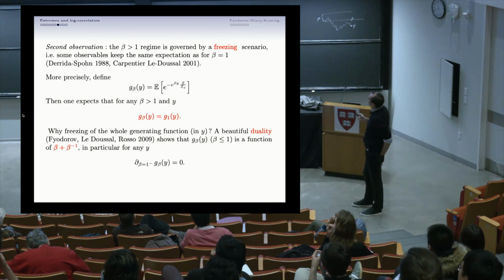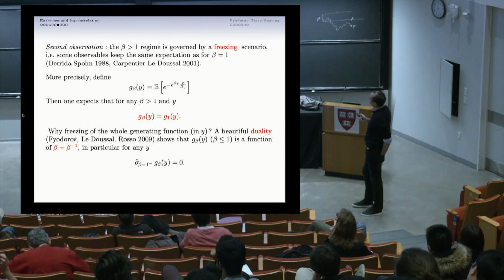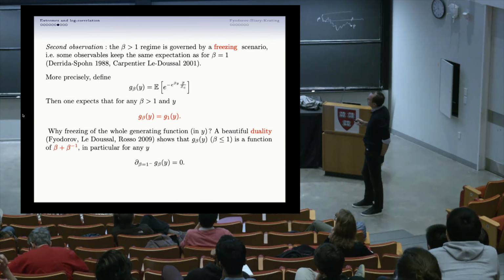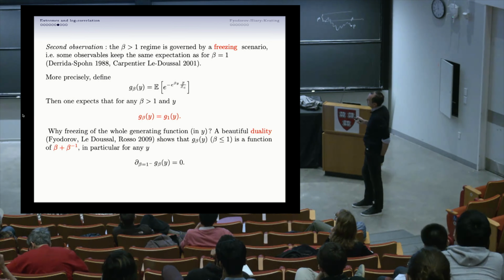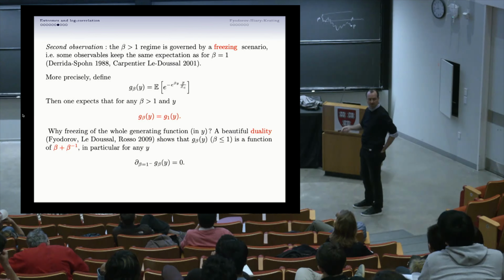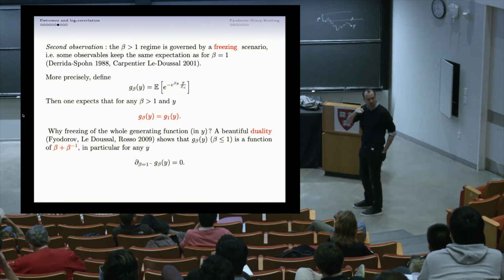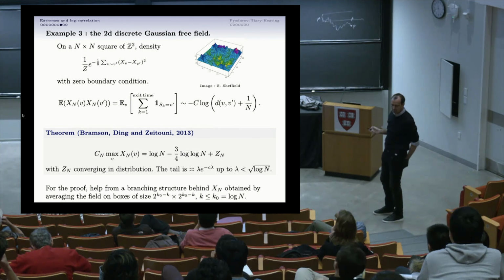Now, this freezing scenario, why is this correct? There are some arguments, in particular there is a work of Fyodorov, Le Doussal, and Rosso, which says that basically this g beta of y is a function of beta plus 1 over beta. So in particular, if you differentiate just slightly below the critical inverse temperature, if it's a function of beta plus 1 over beta, you differentiate, it's always 0, no matter which y. So for any single y, this family of observables has a differential equal to 0 at the critical temperature. And that makes them guess that it's actually just flat after. Okay. So that's the physical reasoning.